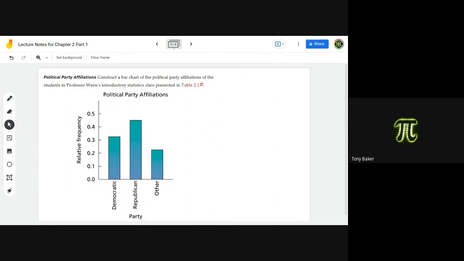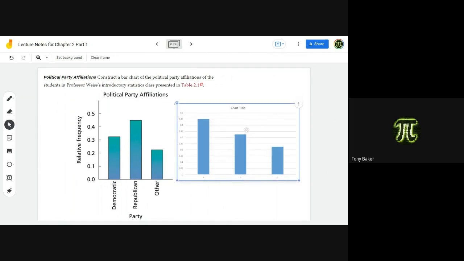Okay, so we've got this graph. That's my quick graph on Excel, except that I switched the Democrats to Republicans. It's the same data, right? Okay. I'm going to make one change to this graph, and then I'm going to show it to you again. Plot area.